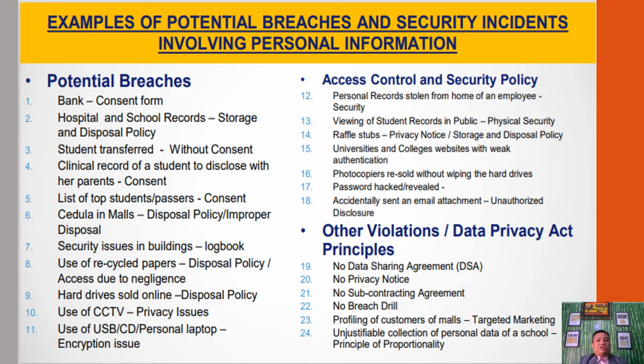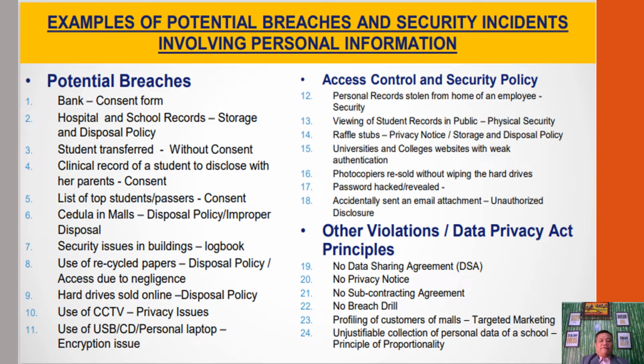Examples of potential breaches and security incidents involving personal information. Of course, banks need to have a consent form. Hospital and school records, storage and disposal policy. Student transferred without consent. Clinical records of the student disclosed to her parents, need consent. List of top students or passers, need consent. Cedula in malls, improper disposal, disposal policy. Security issues in buildings, logbook.